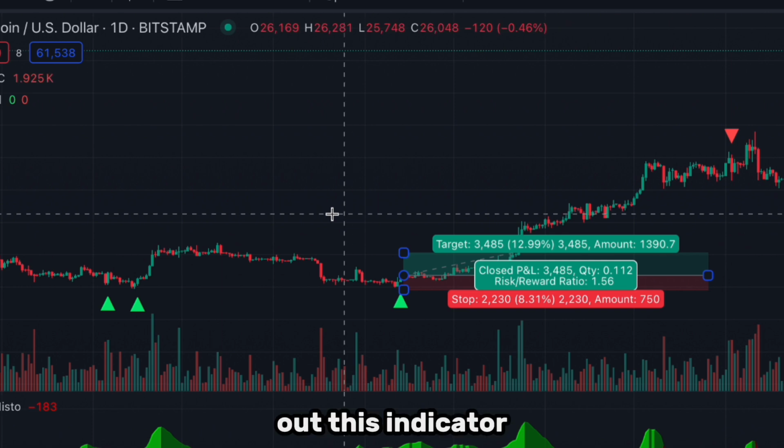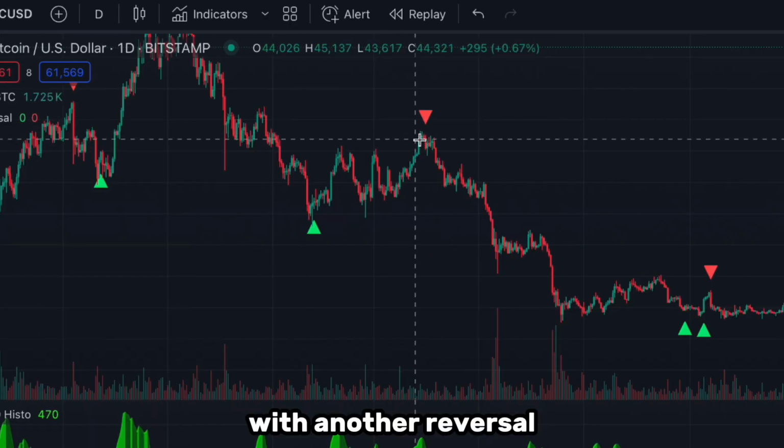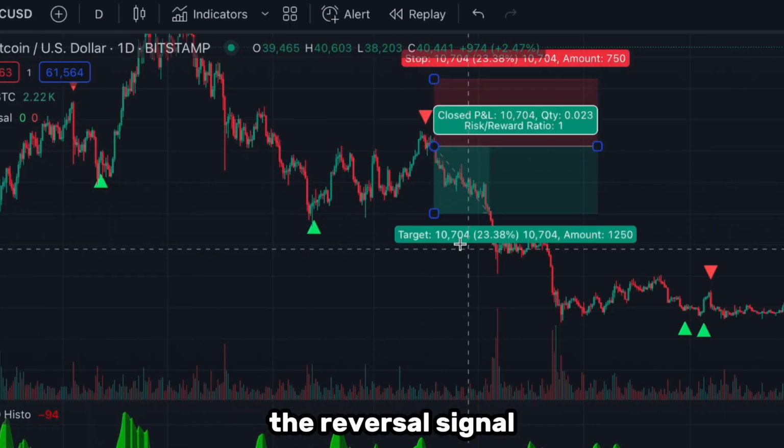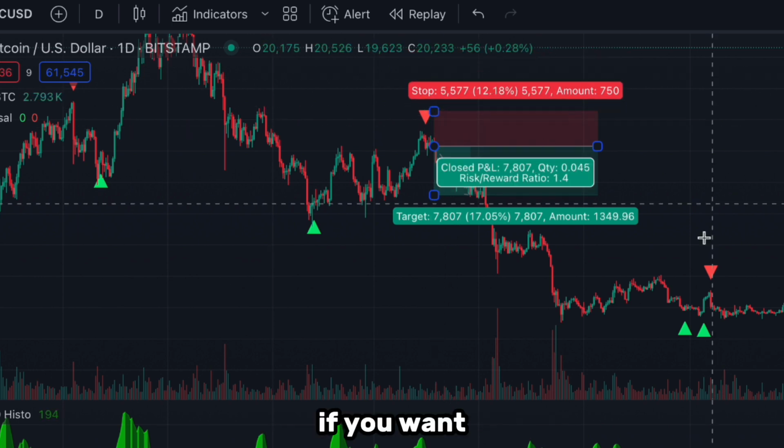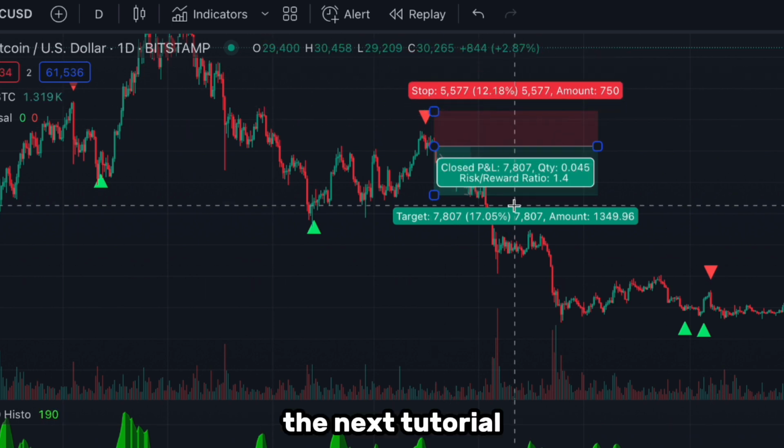We can try out this indicator with another reversal signal to backtest the reversal signal to suit your trading strategy. If you want to learn more, you can check the next tutorial.